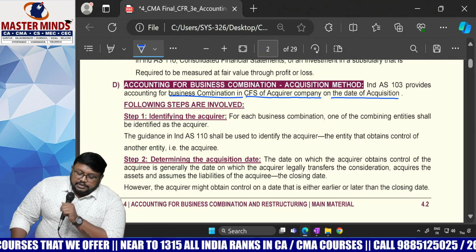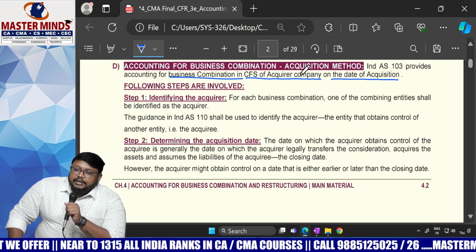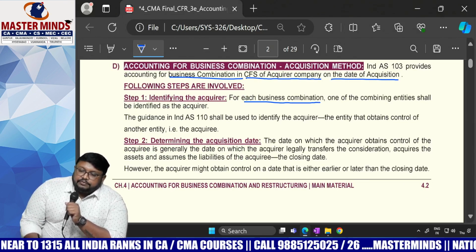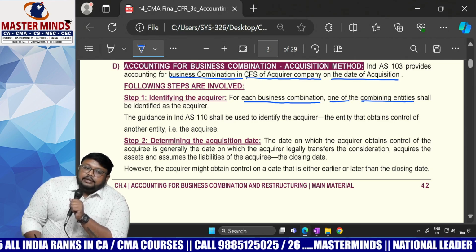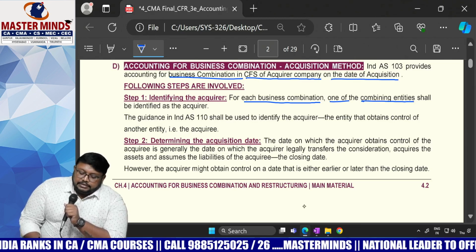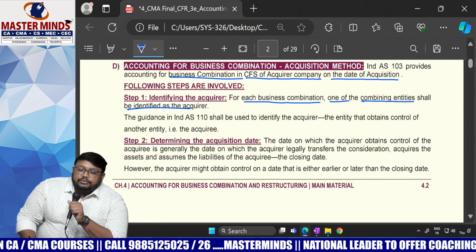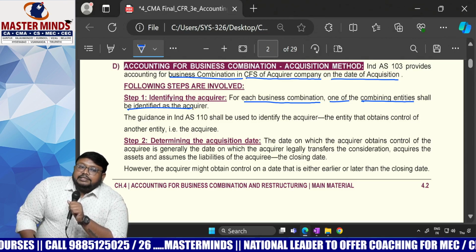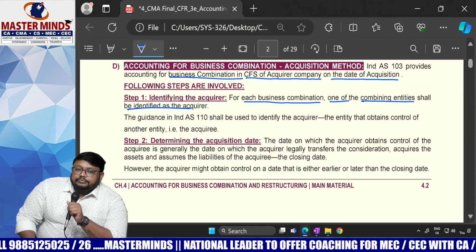The following steps are involved. Step 1, identifying the acquirer. For each business combination, one of the combining entities shall be identified as acquirer. So generally the company who acquires the control, we can say is the acquirer. But some exceptional cases are also there. So what are the cases?